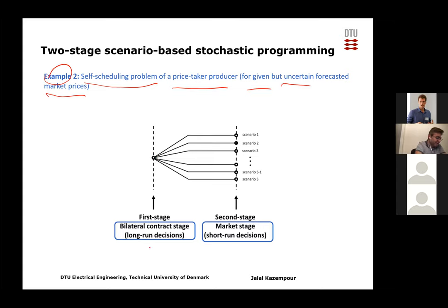So the first stage, for example, could be the day ahead market and the real-time market. But more generally, you can think that the price taker producer can make bilateral contract decisions, let's say week ahead or year ahead or whatever. And the second stage decisions are market decisions. And the uncertainty is price. So for example, at the beginning of a month, a price taker producer decides how much of its quantity should be sold based on bilateral contracts, and the remaining capacity or production should be sold in the future markets. But we know that the prices of those markets, when we are making contracting decisions, are uncertain. Is it clear?